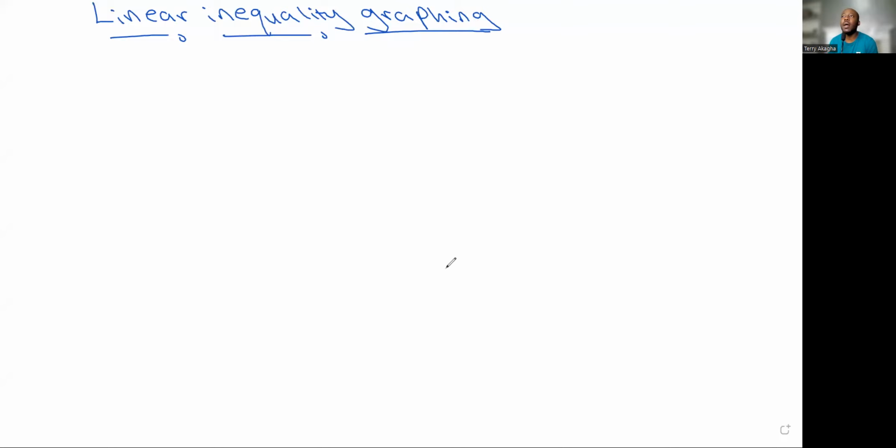So we're going to talk about linear inequality graphing, all right? Please review the previous video, especially on how to sketch a linear graph, because it's going to be exactly the same thing, but with just a slight difference. So it's better you watch the previous video on that before coming to watch how to graph linear inequalities.